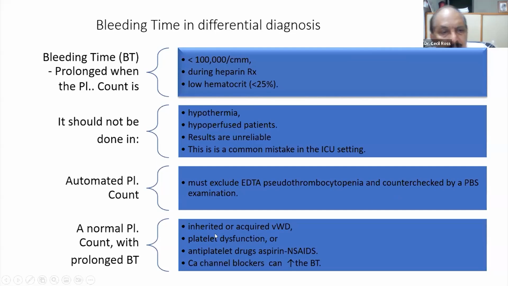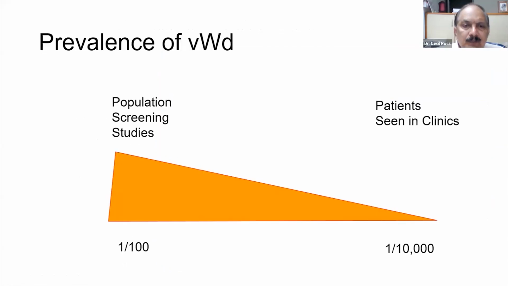Sometimes a normal platelet count with prolonged bleeding time, I told you, will be seen in a person who's got von Willebrand's disease or there is a platelet dysfunction. The platelet count will be normal, but the bleeding time is prolonged. That means the patient has thrombasthenia like Glanzmann or Bernard-Soulier or one of those qualitative platelet deficiencies. And of course, you have patients who are on antiplatelet drugs like aspirin or NSAIDs. They will also have prolonged BT, but platelet count will be normal. And sometimes you can also get it in those on calcium channel blockers who take this stuff for hypertension. So these are common things that you have to remember.